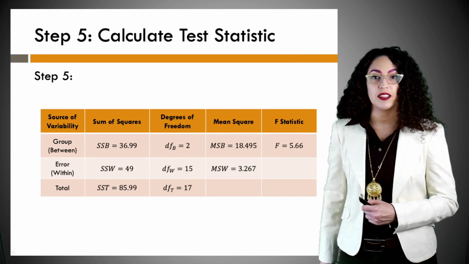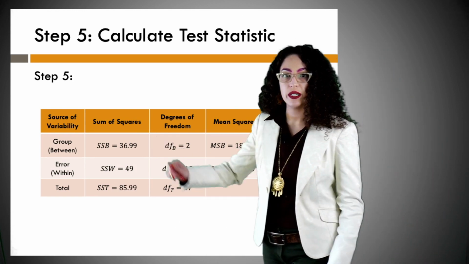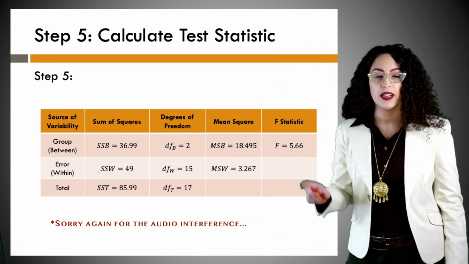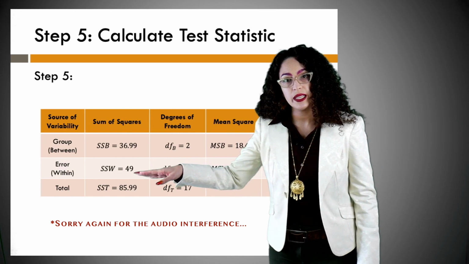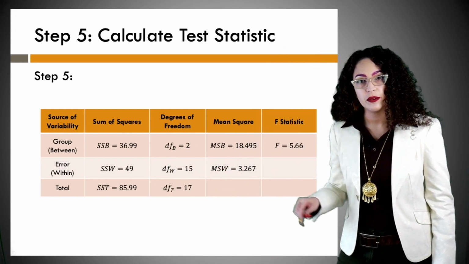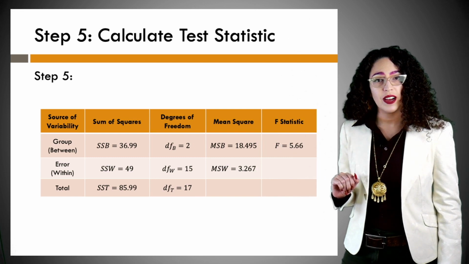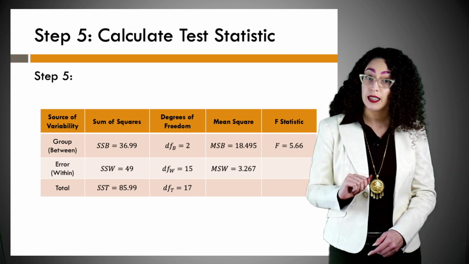Here is the table filled out. If we take our sum of squares between, 36.99, divided by 2, we get 18.495. If we do the sum of squares within, 49 divided by 15 equals 3.267. You divide those two and you get 5.66. Is it significant?